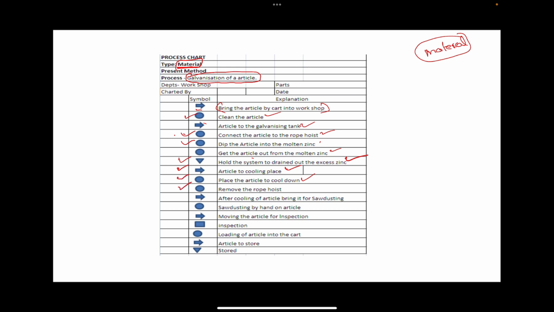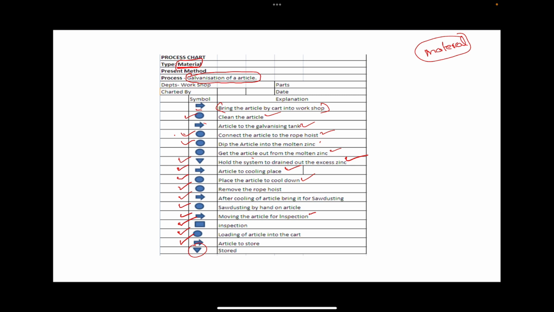Again, this is an operation, that is removing the rope hoist. Then you have the transportation operation, after cooling, the article is brought into sawdusting. Then this is an operation, that is sawdusting by hand on the article. Then you are again moving the article for inspection. Then you have the inspection. Then loading of the article into the car, that is an operation. Then the article goes to store, that is a transportation operation. Then it is stored, so there is a delay operation.